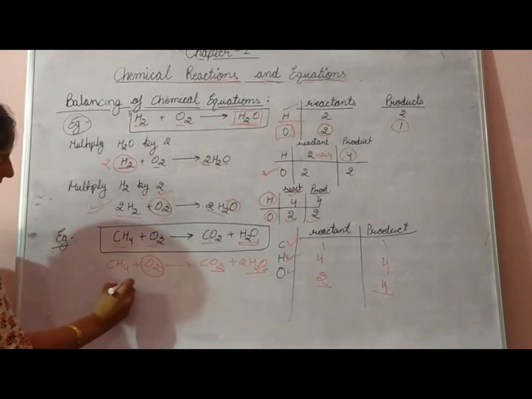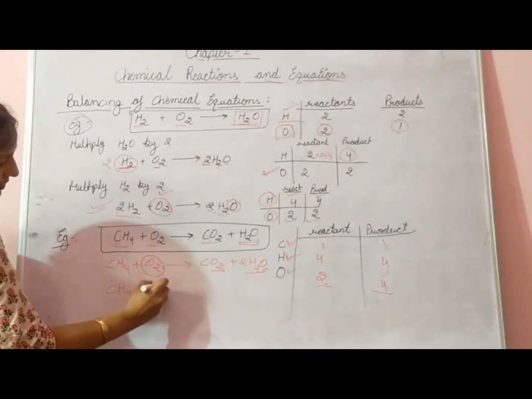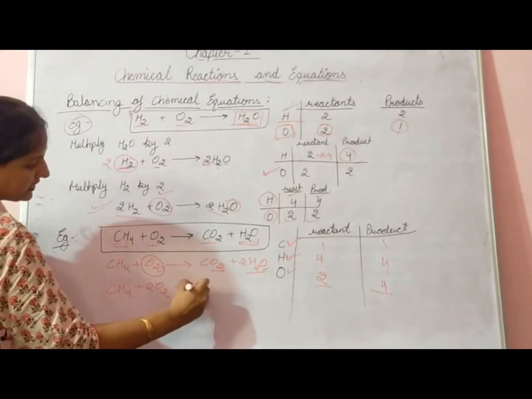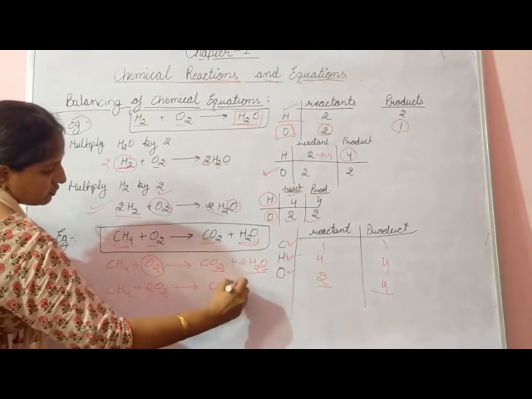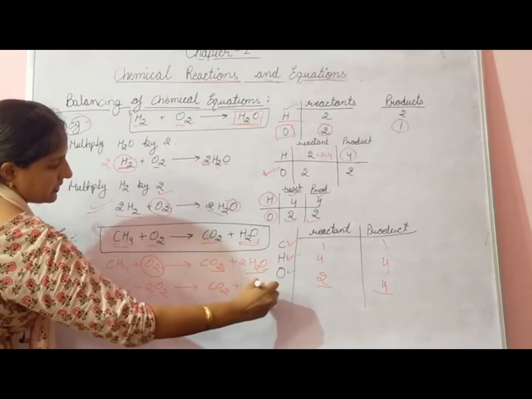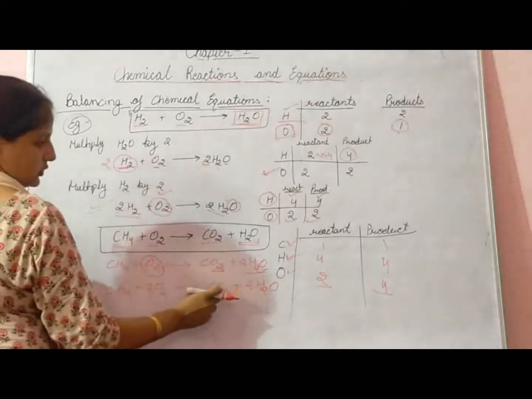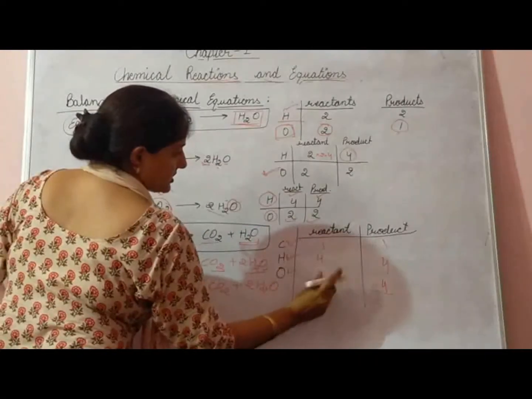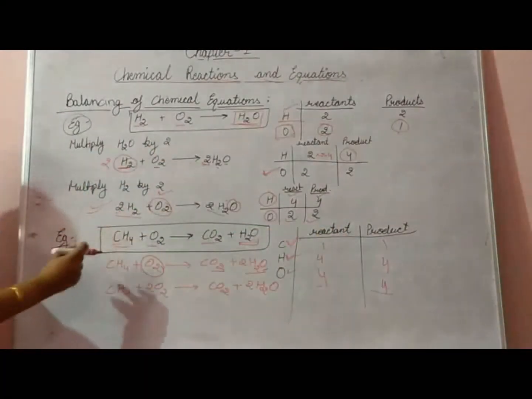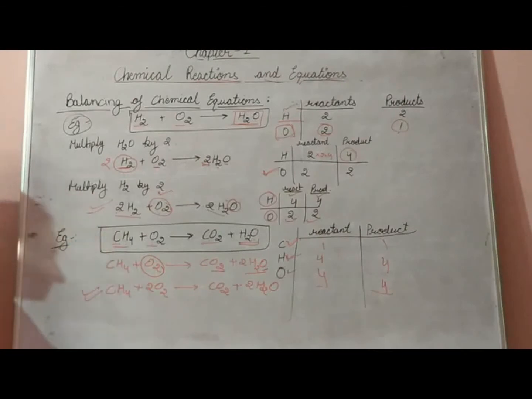So what will we get? CH4 plus 2O2 will result in CO2 plus 2H2O. So now here the oxygen atoms are also 4. Now we can say that this reaction is also balanced.